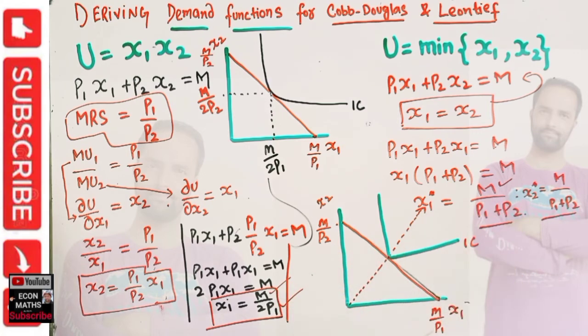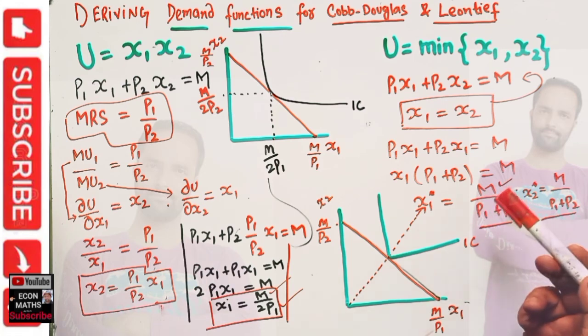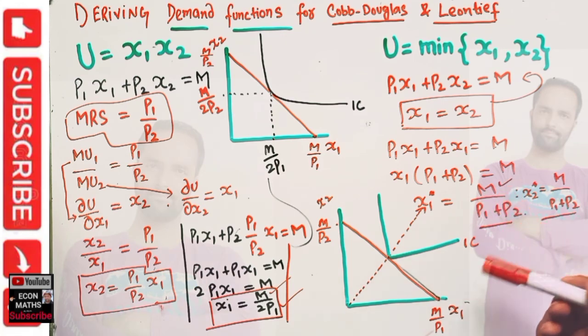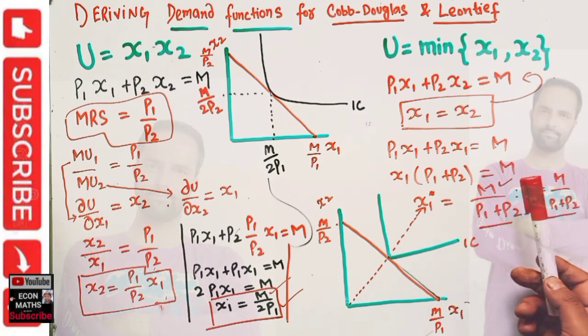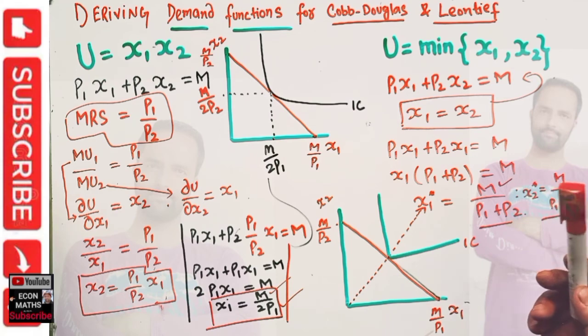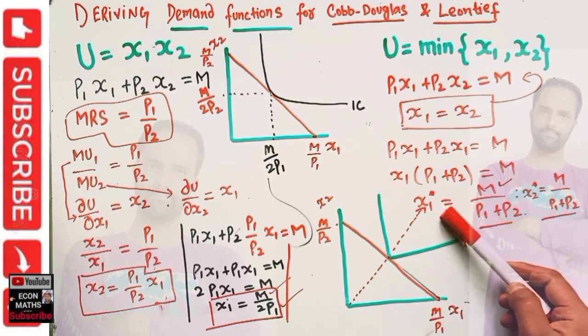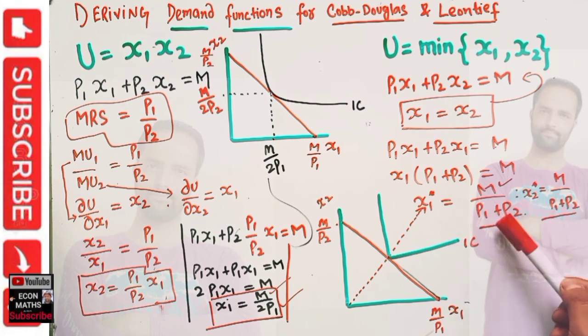So this is the basic difference between the Cobb Douglas utility function and the Leontief utility function, what we also call the perfectly complementary utility function. In the case of the Leontief utility function, demand for x1 depends on income and the price of the two goods. But in the case of Cobb Douglas, the demand depends only on income and its own price. So where should I show the demand function for good 2?